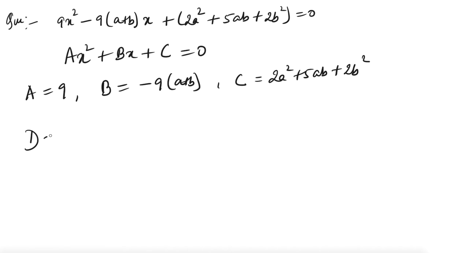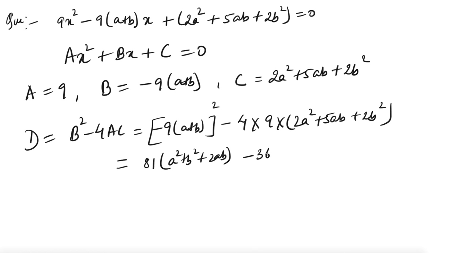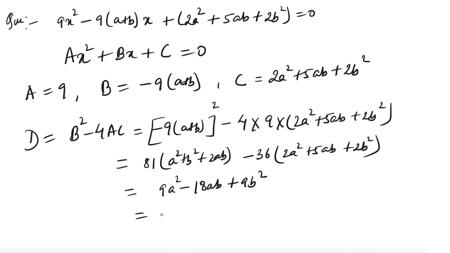So let me try to find the value of capital D. Capital D is what? B² − 4AC, which is equal to [−9(a + b)]² − 4 × 9 × (2a² + 5ab + 2b²). Okay, so this will come out to be 81(a² + b² + 2ab) − 36(2a² + 5ab + 2b²). When you simplify this, you will get the final expression as 9a² − 18ab + 9b². I'll take out 9 common.